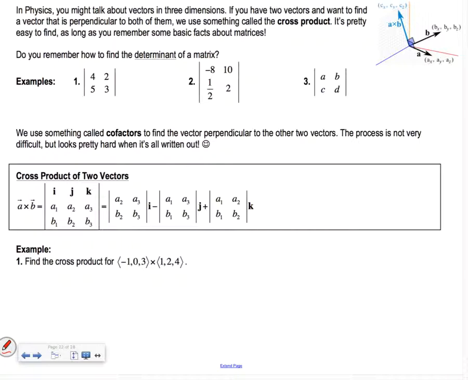Anyway, we want to find a vector that would be perpendicular to 2 other vectors. And we do this using something called the cross product. Okay, it's pretty easy to find as long as you remember some basic facts about matrices. Do you guys remember your matrices? Do you remember how to find the determinant of a matrix?